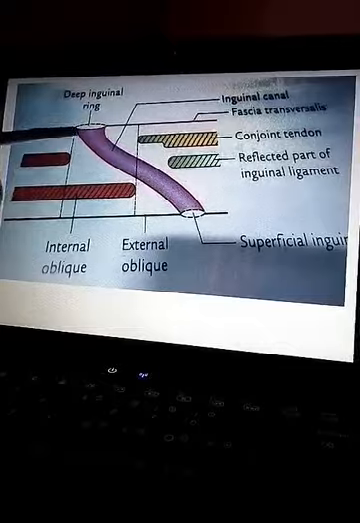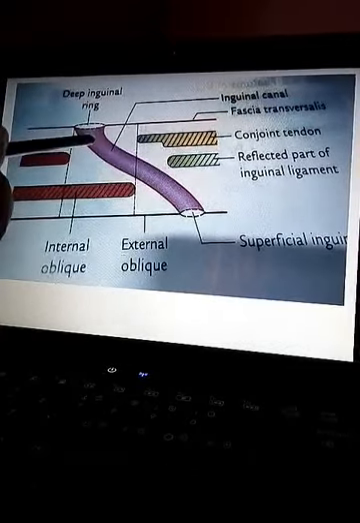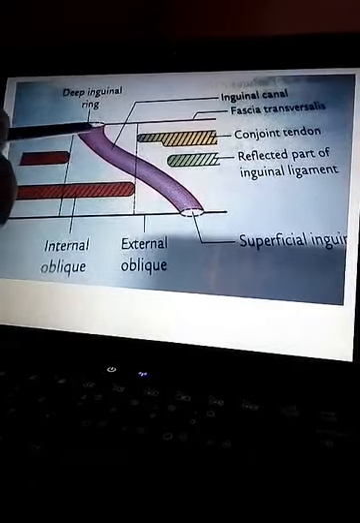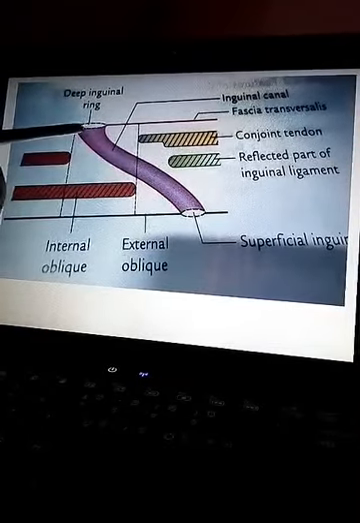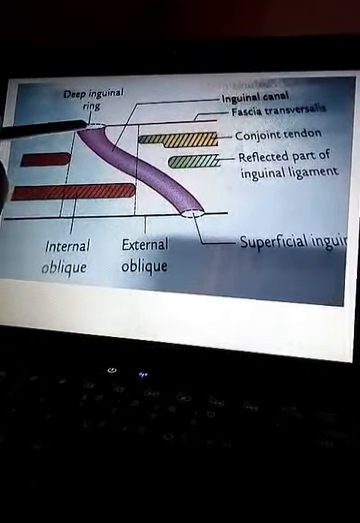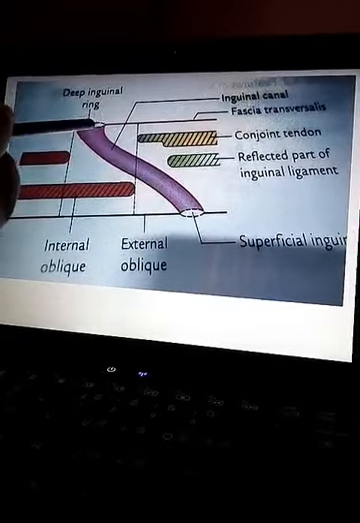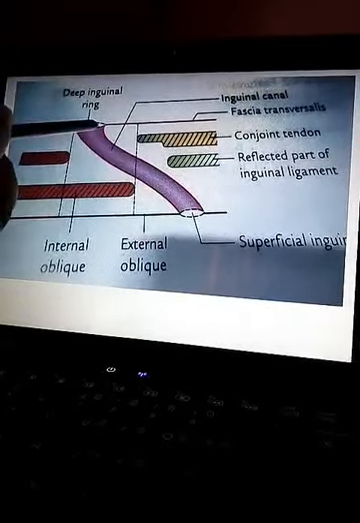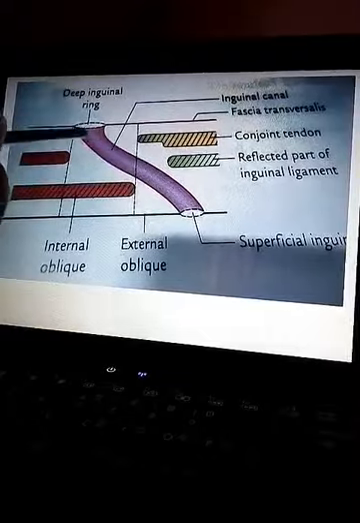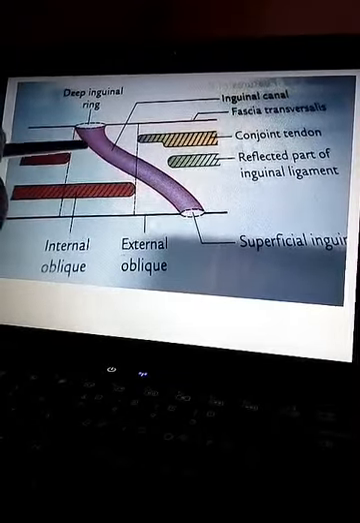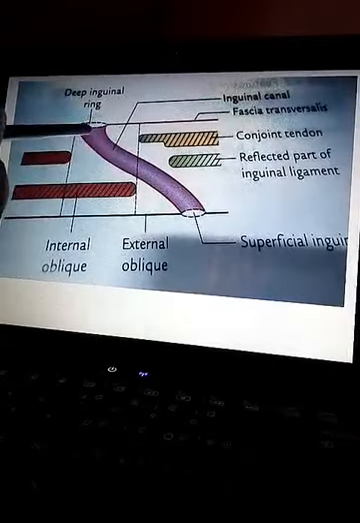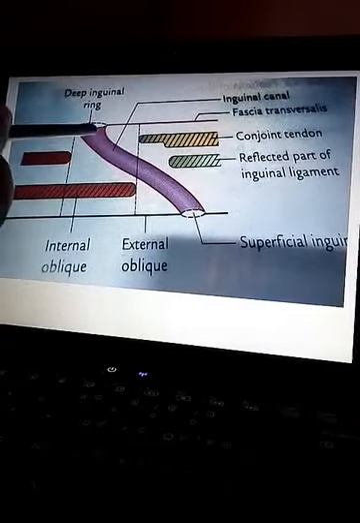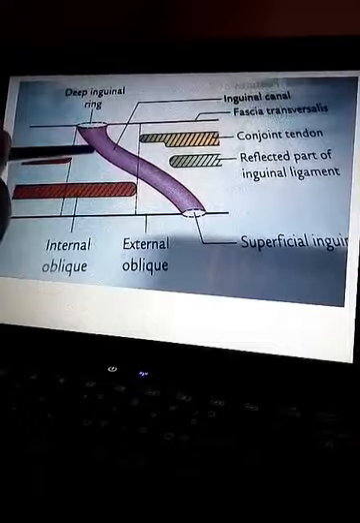Now, deep inguinal ring. It is an oval opening in the fascia transversalis and it lies about half an inch above the mid-inguinal point. From its margins, the fascia transversalis is prolonged into the canal like a sleeve, known as internal spermatic fascia, around the structures that pass through the ring.